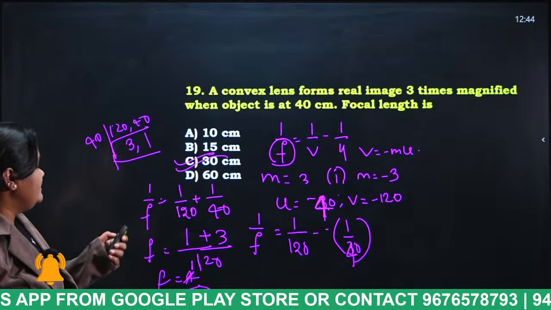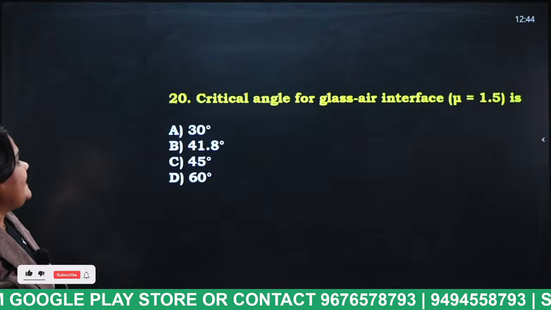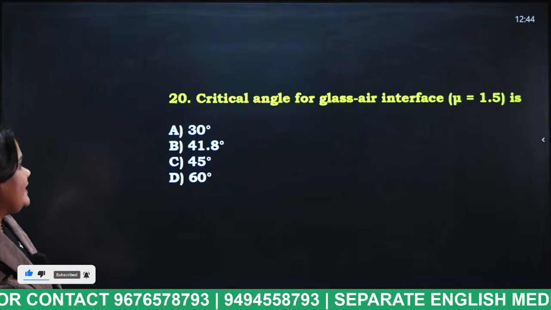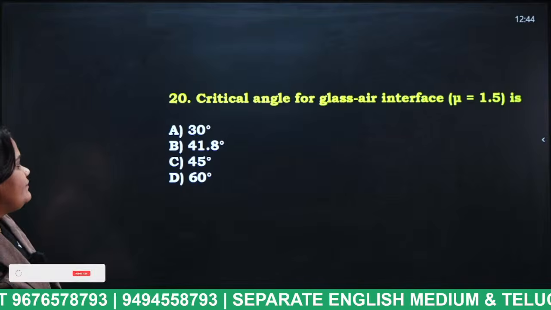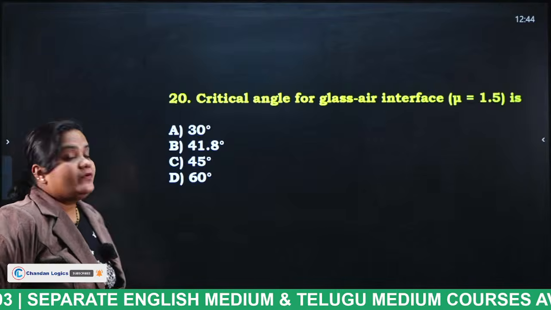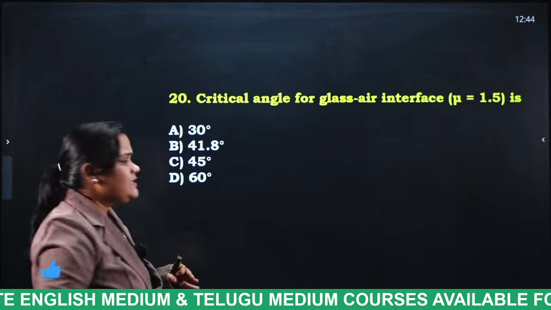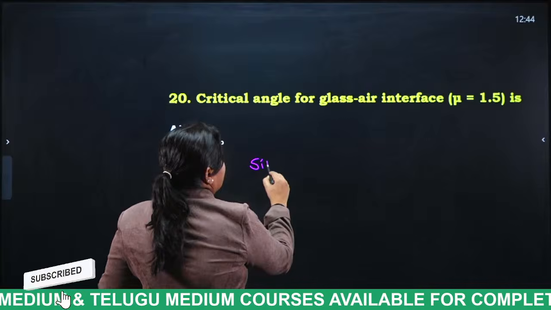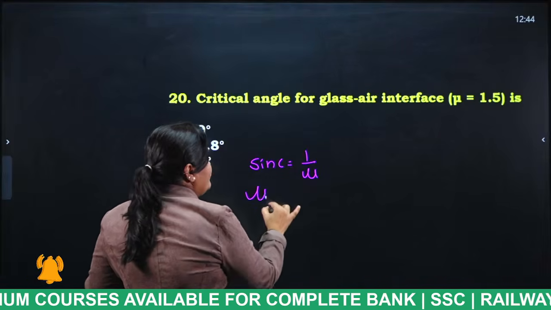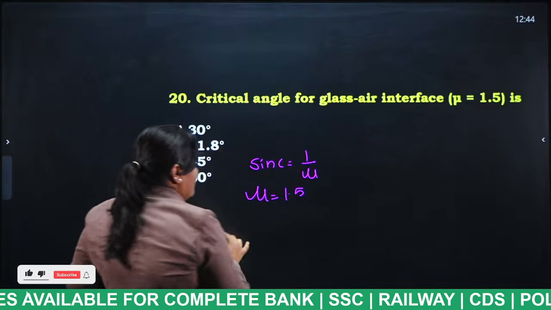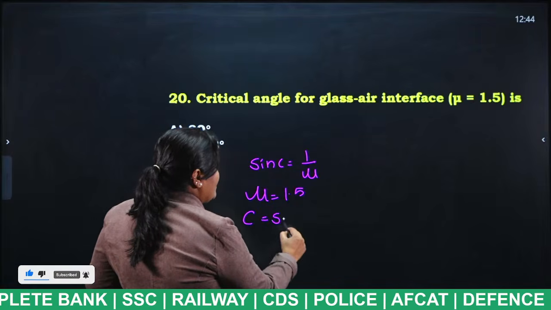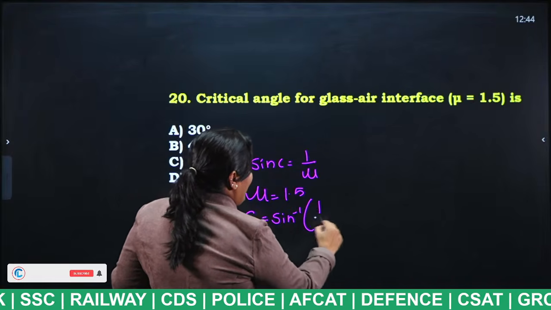So next question. Critical angle for glass air interface, mu is equal to 1.5, is 30 degrees, 41.8 degrees, 45 degrees, 60 degrees. What is the formula for this critical angle, students? Sin C is equal to 1 by mu. Mu is equal to 1.5, they have given. We have to find the critical angle, so C is equal to sin inverse 1 by 1.5.